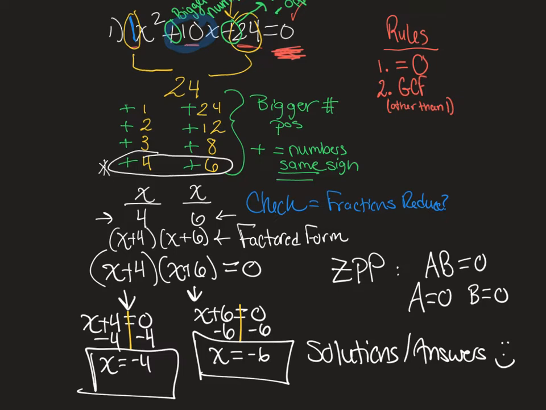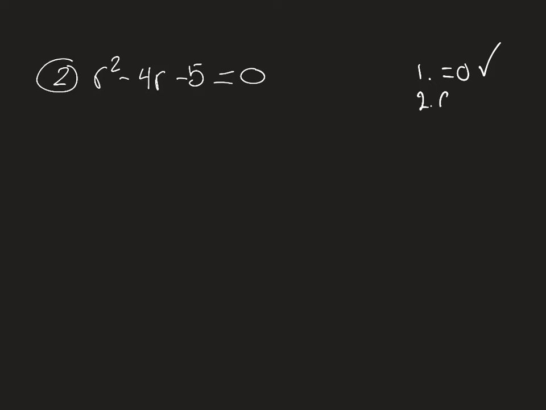I'm going to go down and we're going to do, let's see, number 2. For number 2, we're going to write r squared minus 4r minus 5 equals 0. Same rules. Number 1, does it equal 0? Yes. Number 2, GCF other than 1, we're good.